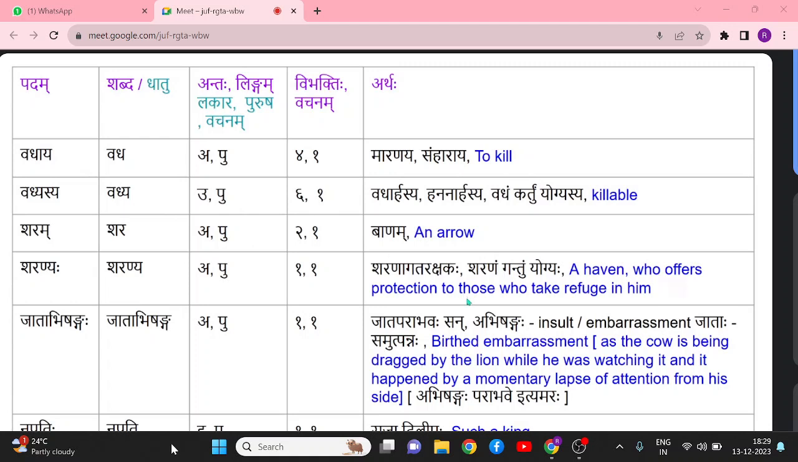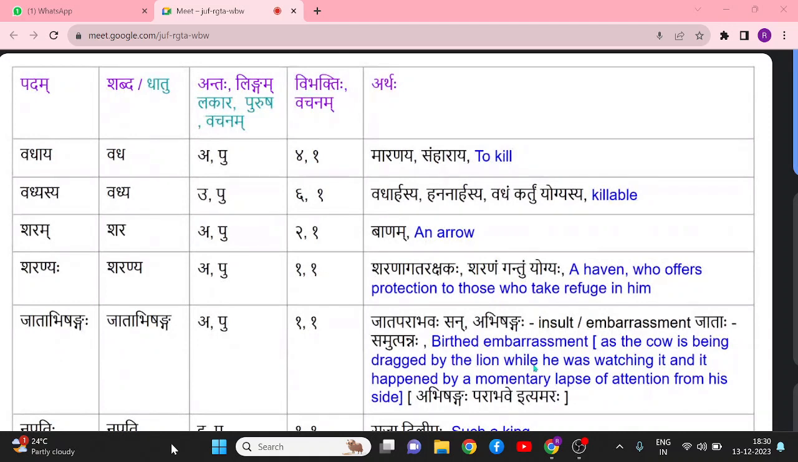Sharanyah, again this is describing Dilipa, sharanagata rakshakah. See, the usage is: though he is one who protects the people who take refuge in him, he is not able to. And here he is a king who wants to protect the needy, so that is why he wanted to kill. Such is the usage of the adjectives. A haven who offers protection to those who take refuge in him, such kind of Dilipa.